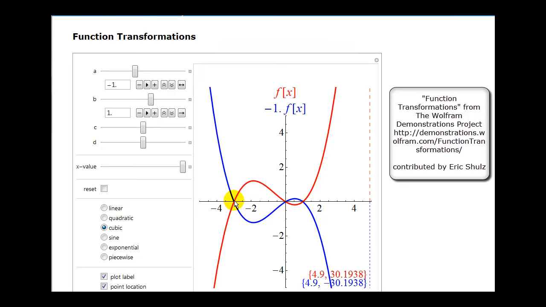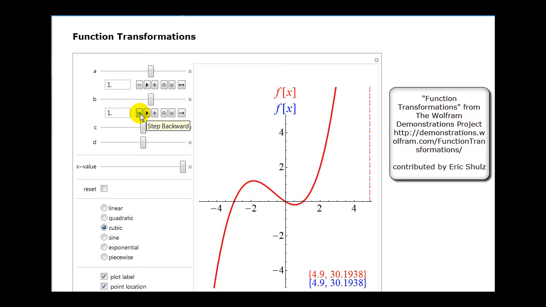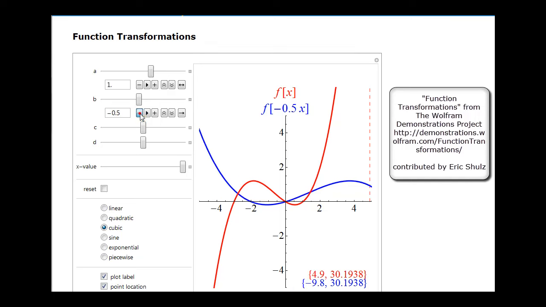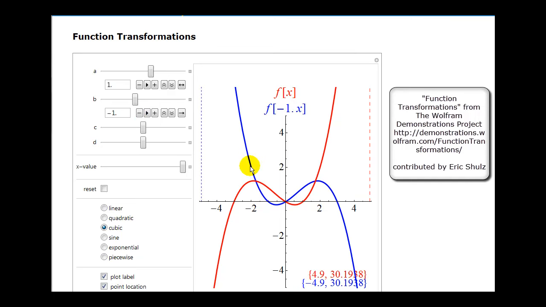Let's now take a look at what happens when b changes from 1 to negative 1. Right now b is equal to positive 1, and as we decrease b, you'll see a horizontal stretch, and then when b turns negative, we'll see a reflection across the y-axis. And when b equals negative 1, we have a perfect reflection of the red function across the y-axis. Let's go ahead and take a look at some of our own examples now.